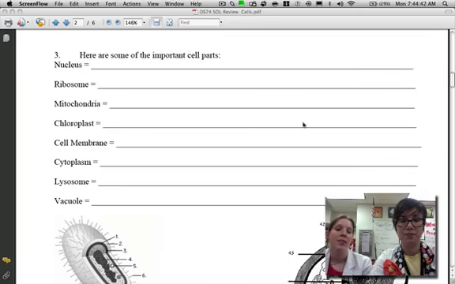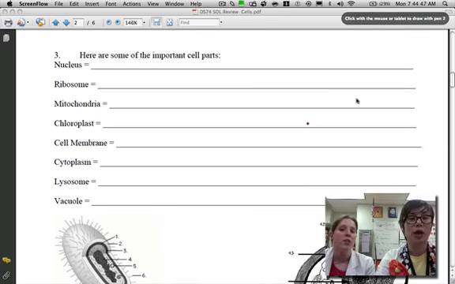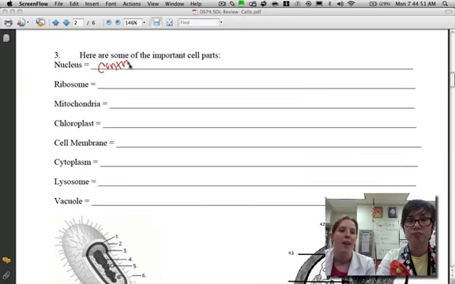Right. Okay, so now we're going to run through this list of the most important organelles and what they do. Starting with the nucleus, it is the control center of the cell. And that's because it has what molecule inside of it? It has DNA. That's super important. So let's write control center of the cell. And it contains our DNA.